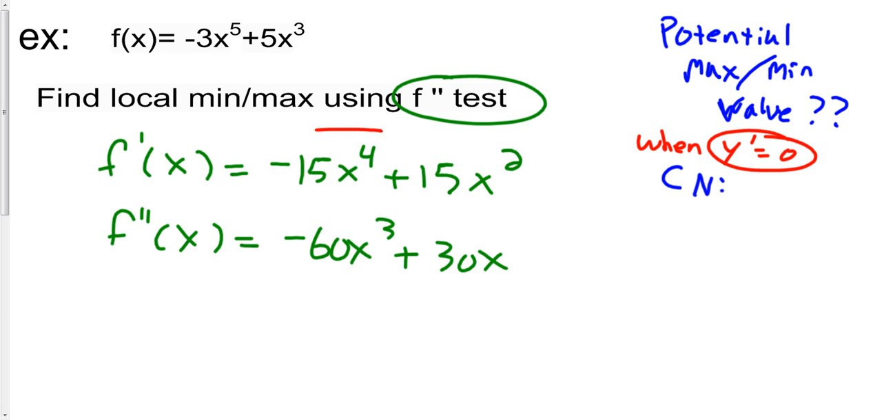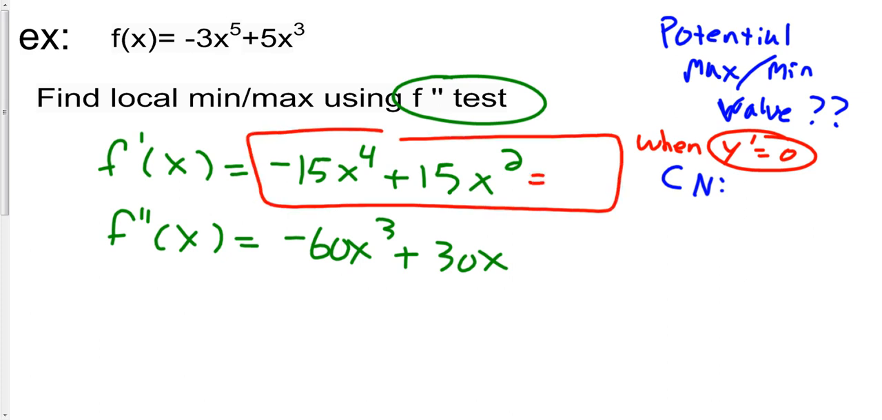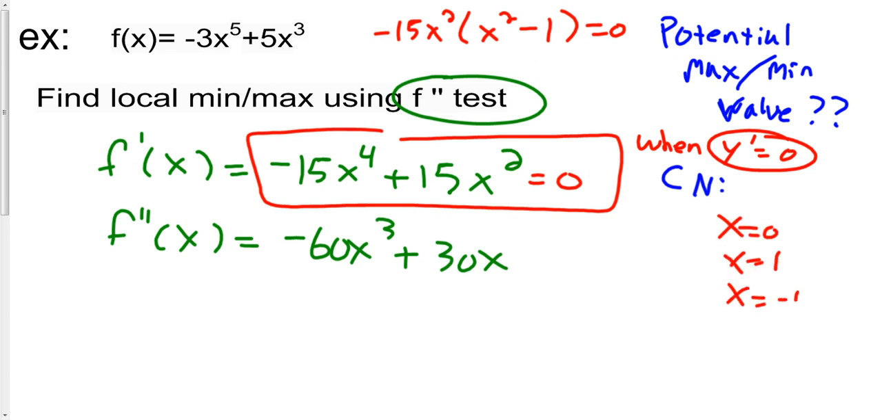So we have to take this, actually, and set this equal to 0 to find what could be a max or a min. If we solve that equation, we could take out a negative 15x squared, and we'd have x squared minus 1 equal to 0. And our critical numbers would be x equals 0, x equals 1, and x equals negative 1. Those would be our possible maxes or mins. That's where our derivative is 0. It's a flat point in the regular graph, but we don't know if they're maxes or mins.